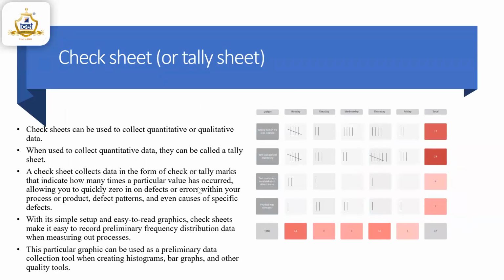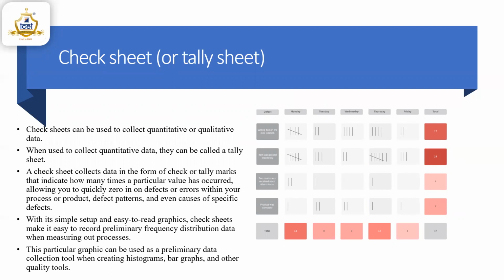Check sheet or tally sheet. Check sheets can be used to collect quantitative and qualitative data. A check sheet collects data in the form of check or tally marks that indicate how many times a particular value has occurred, allowing you to quickly zero in on the defects or errors within your process or product, defect patterns, and even the causes of specific defects.